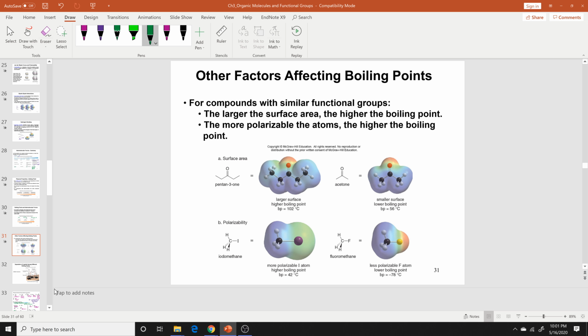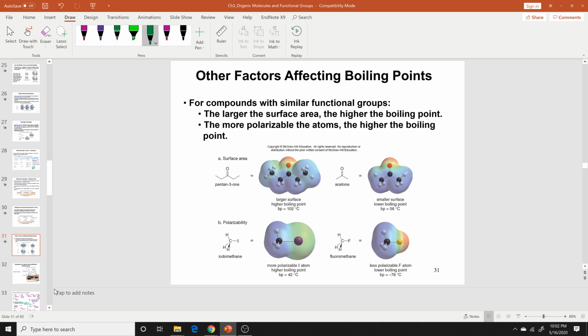Between these alkyl halides, notice how I'm comparing two groups that have an electronegative element from the same family. So I am comparing here an alkyl iodide and an alkyl fluoride. Both are electronegative elements. These are halogens. So boiling point will be affected by the size of the halogen.